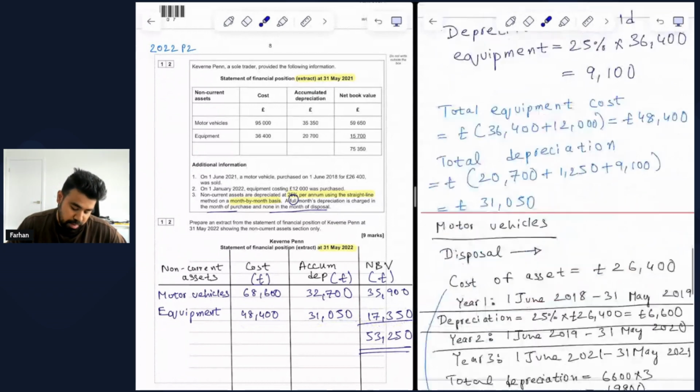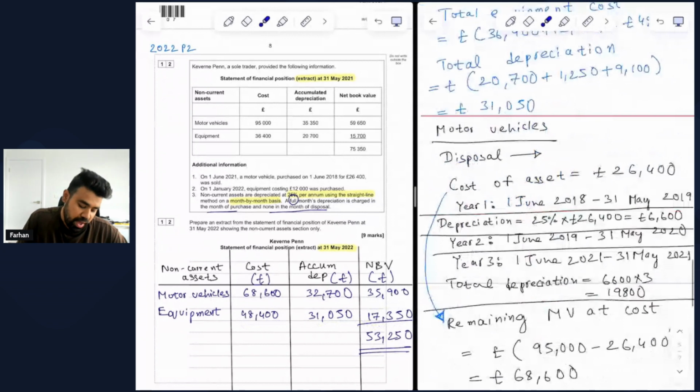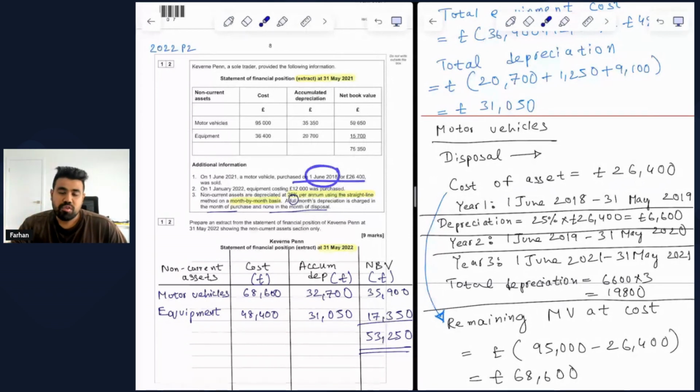We do understand, based on additional information number one, that one of the motor vehicles was sold, which refers to disposal. The motor vehicle that was disposed had an original cost of £26,400, as it's mentioned here, and this motor vehicle was purchased on 1 June 2018. So the first year of usage for this motor vehicle would start on 1 June 2018 and end on 31 May 2019.